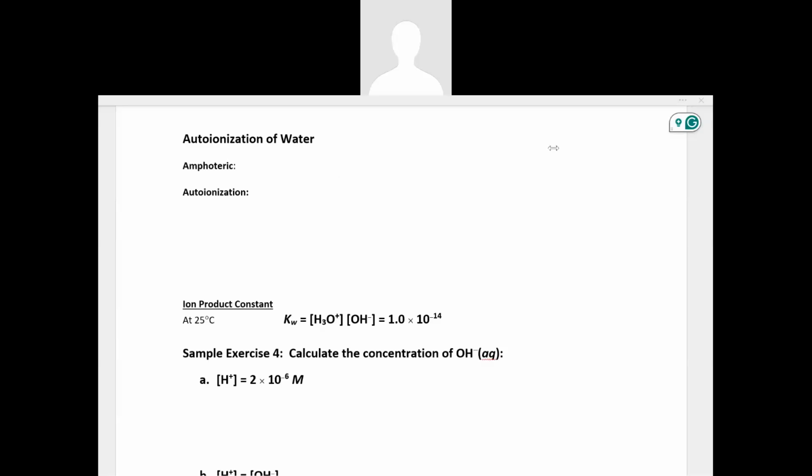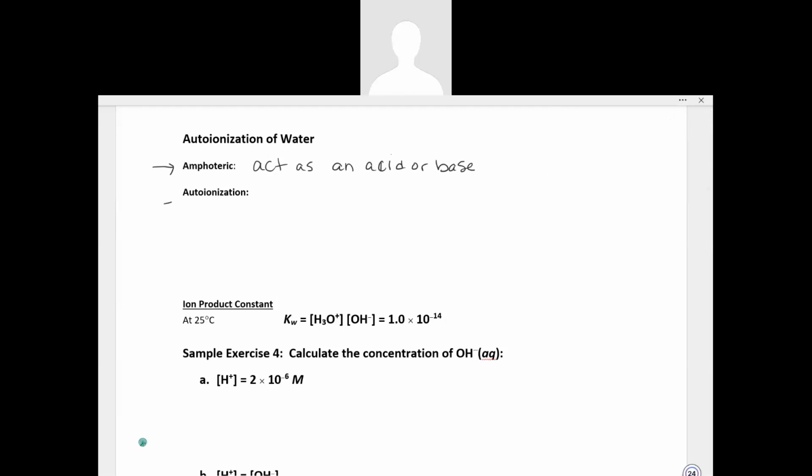In this next video, we're going to talk about the topic of the auto-ionization of water. And we have a couple definitions to start with here. So this term, amphoteric, means that water can act as an acid or base.